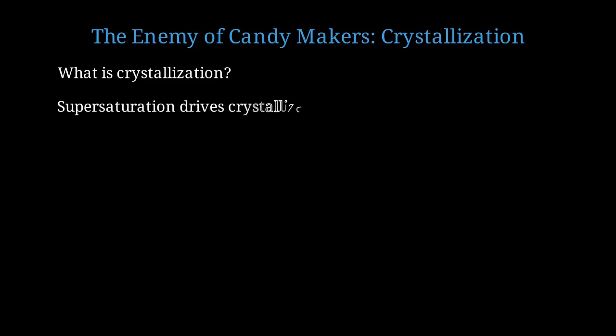Our concentrated sugar solution is highly supersaturated. Thermodynamically, the system wants to form crystals to lower its free energy. The driving force for crystallization is related to the change in Gibbs free energy. Delta G equals negative RT times the natural log of C divided by C subsat, where C is the actual concentration and C subsat is the saturation concentration.